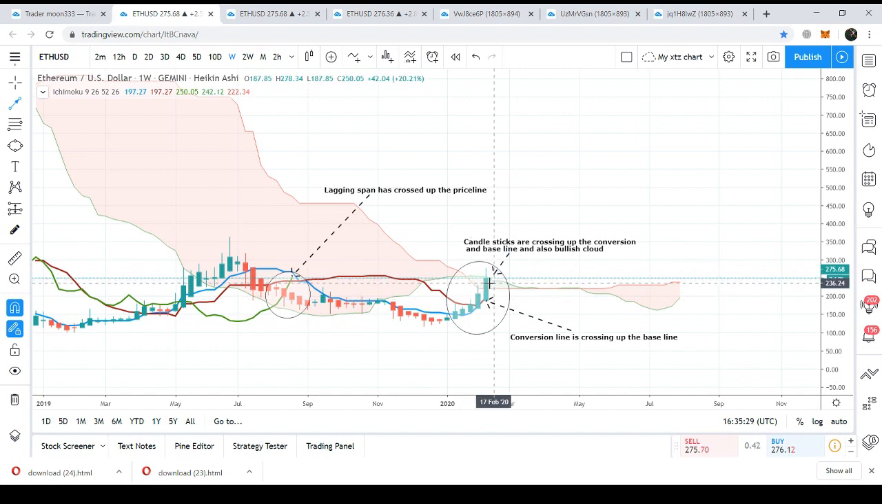If the cloud is bullish or green, it is easy for the price action to cross up the cloud, and therefore it will definitely be easy for the price action to cross up the cloud. And here we can see that the conversion line and the baseline are forming a golden cross. The conversion line, the blue one, is crossing up the baseline, the brown one.